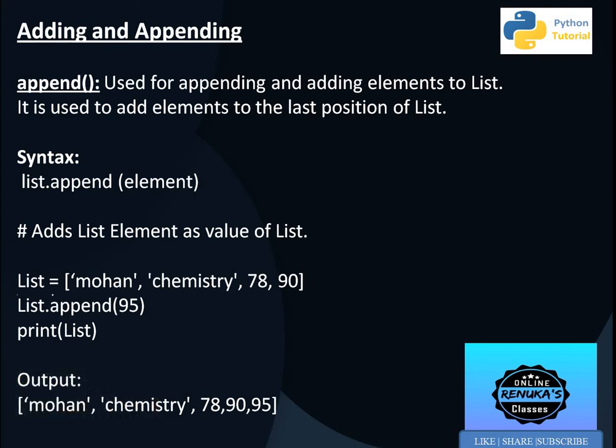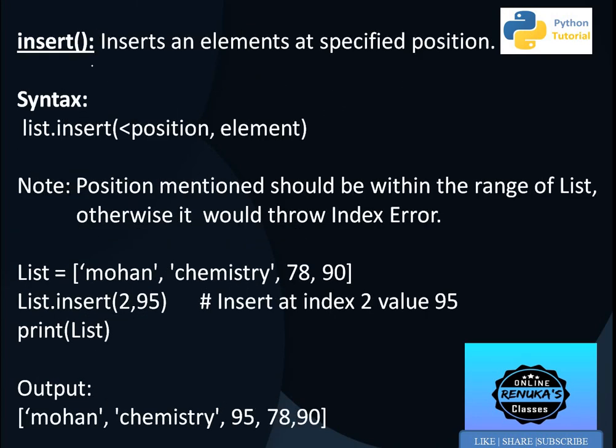For example, the list is containing Mohan, chemistry, 78, 90. This is the original list. Then we want to append: list dot append 95. So 95 will be added at the end of the list. When we print the new list, it appears like this. This is the output for the new list. So append means that we can add an element at the end, or the last position, of the list.